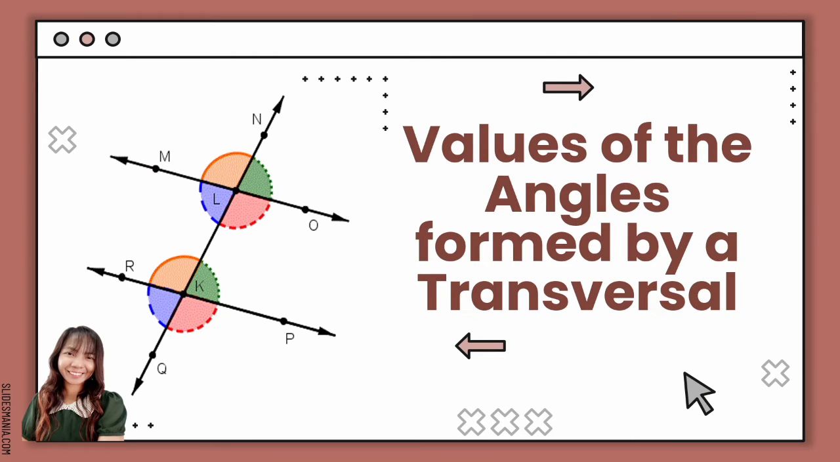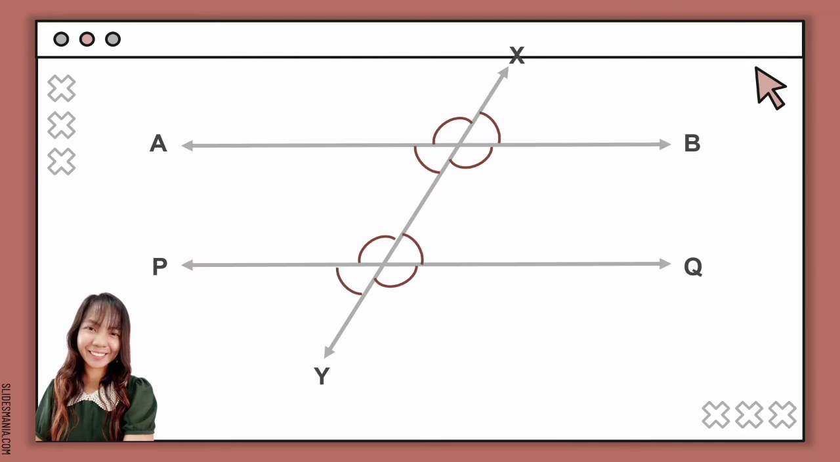Our topic for today is about values of the angles formed by a transversal. Again, values of the angles formed by a transversal. So let's talk about adjacent angles first. Again, adjacent angles.